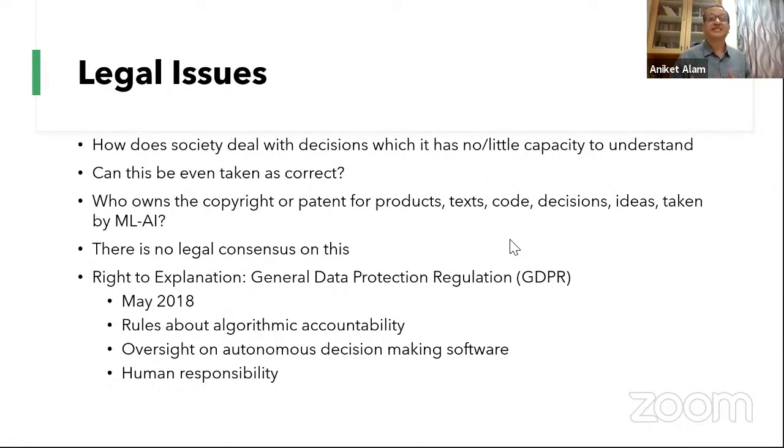And now, of course, we have things like the GDPR rules in the European Union, that companies cannot deploy AI which cannot explain itself. There has to be oversight on autonomous decision making, there's human responsibility, et cetera. But as scholars, if you look at it, it's basically a band-aid. It's not really solving the problem.